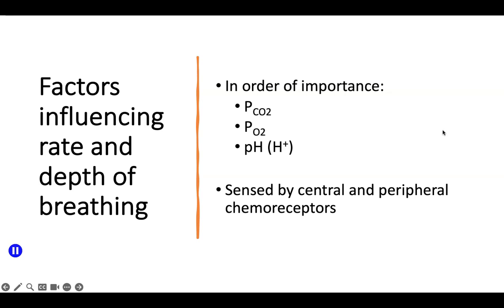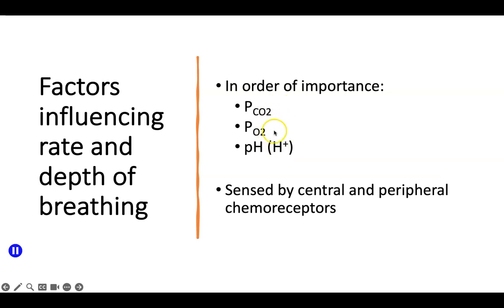So there are several factors influencing the rate and the depth of breathing. In order of importance, the most important is the partial pressure of carbon dioxide, so how much CO2 is in the blood. Second, and the second most important, would be the partial pressure of oxygen. How much oxygen is in the blood?